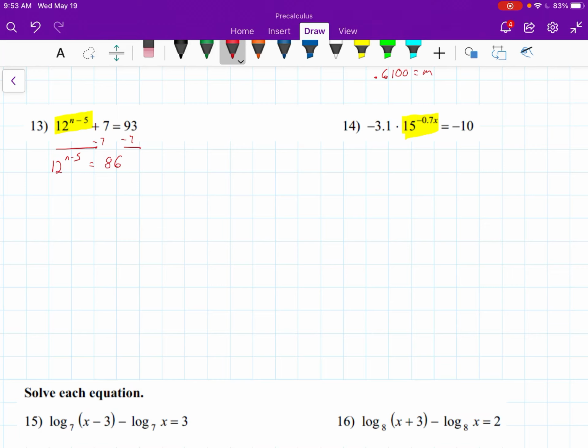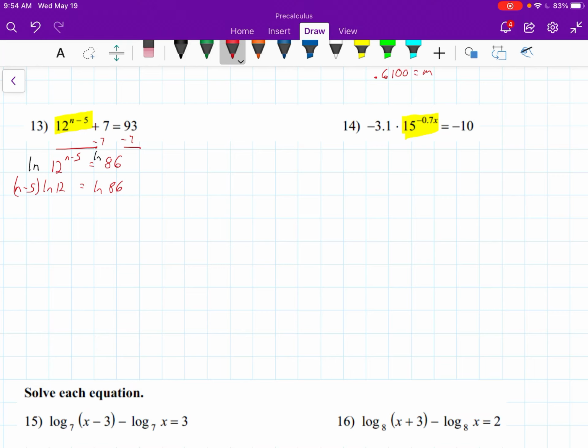Once again, you have two options here. What I would often taught is just take the log of both sides. You could do common log or natural log. I obviously choose natural log because it's less letters to write and we want to be efficient. So this n minus 5 can come out front using the power rule. And we're going to go ahead and solve for n, so we could divide by the natural log of 12.